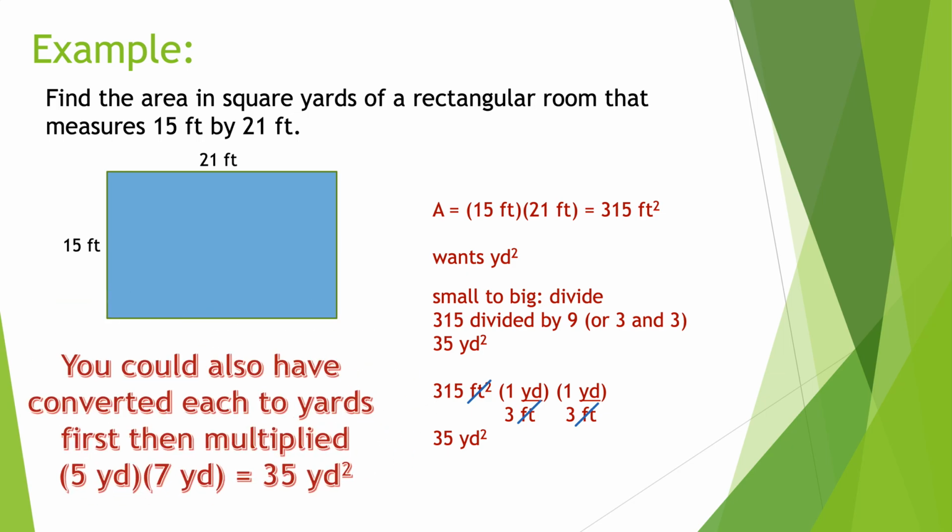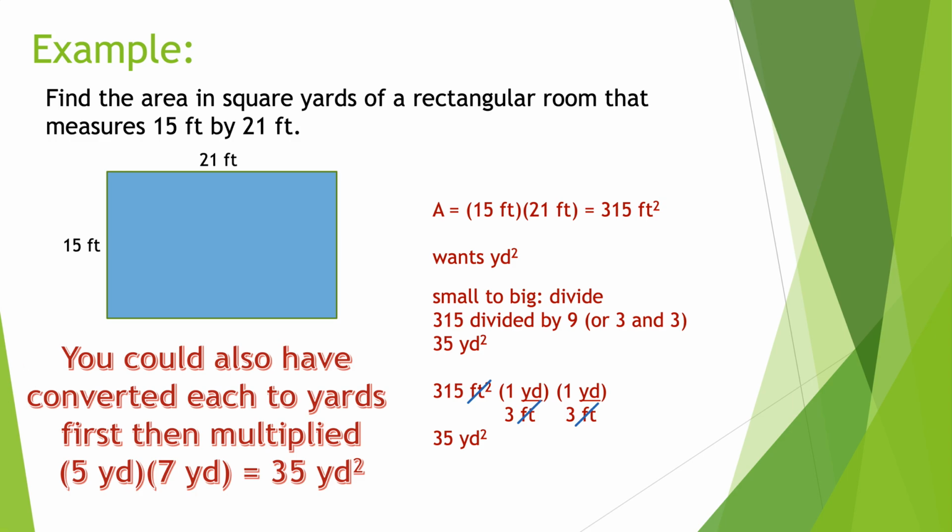But there is another way you could have done this. You could have gone back to here and converted them each to yards. Could have divided right away. 15 divided by 3, because again, you're going from small to big, gives you 5 yards. And 21 divided by 3 gives you 7 yards. And multiply those and you get 35 yards squared. Both ways work great.